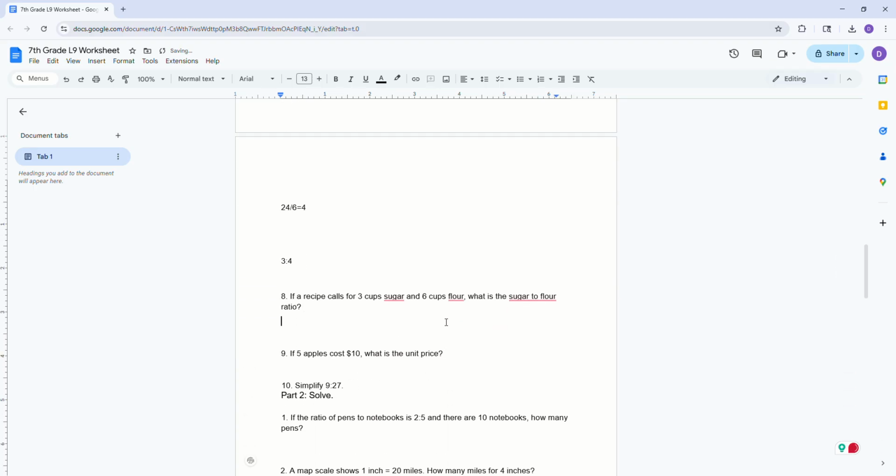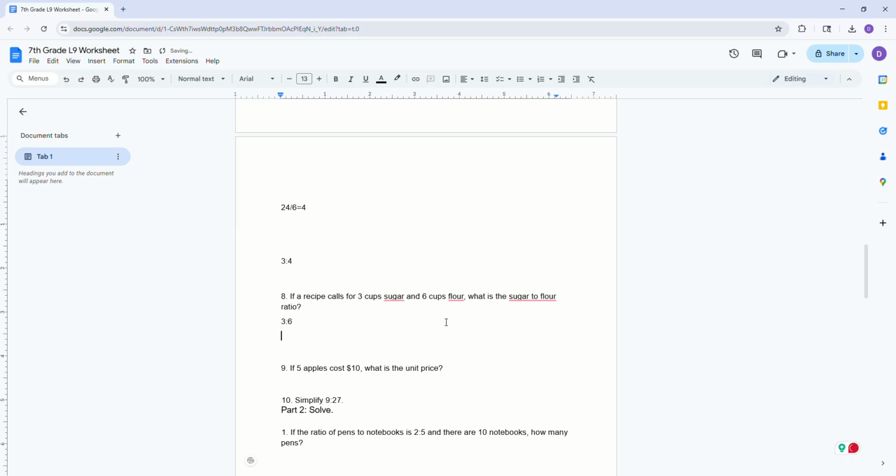Now, problem number 8 says, if a recipe calls for 3 cups of sugar and 6 cups of flour, what is the sugar to flour ratio? This time it's given in word form, so we have to write 3 to 6, except we can simplify it, and the greatest common factor is 3, of course, so it will be 1 to 2.